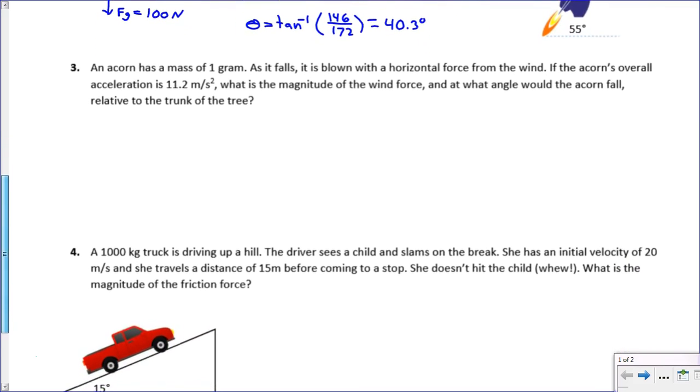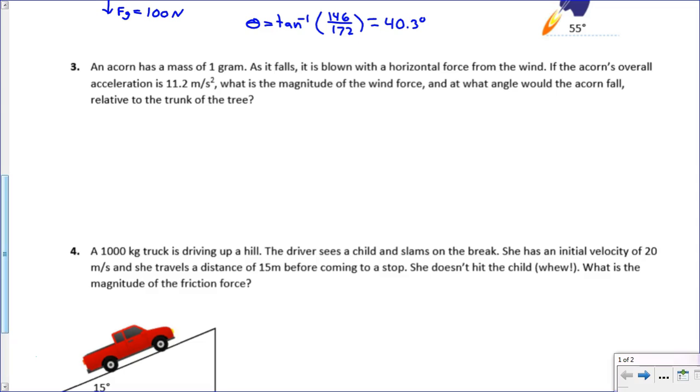So problem number 3. This one again is kind of similar. We're going to have an unbalanced force that's happening at an angle. We've got an acorn falling down from a tree. There are a couple forces on this acorn here. We've got gravity going down, half g. It's 1 gram, which is 0.001 kilograms, which means that the gravitational force is 0.01 newtons.